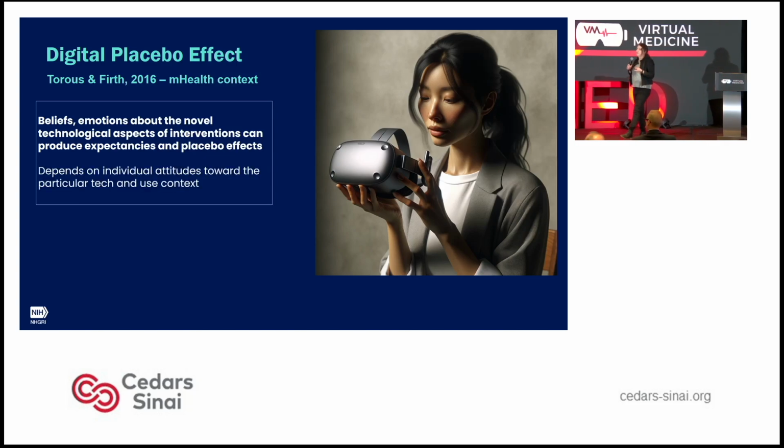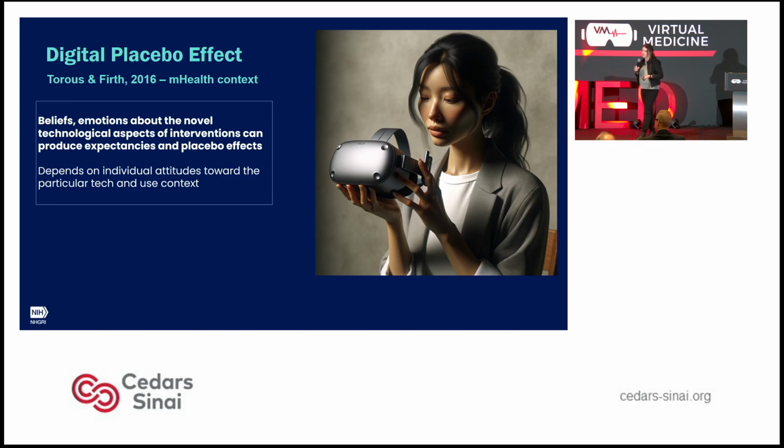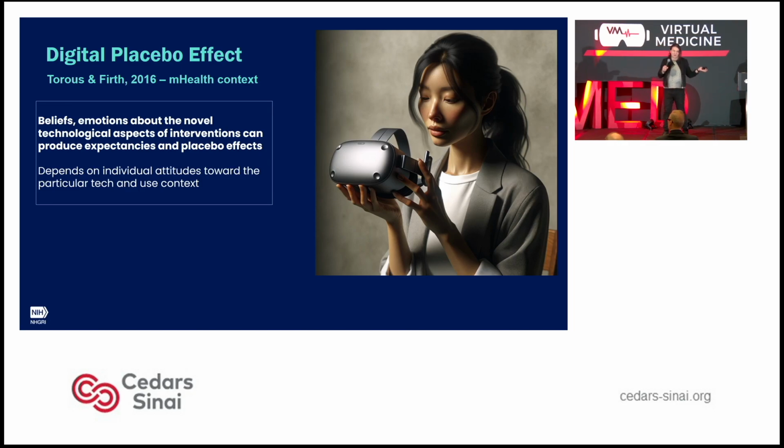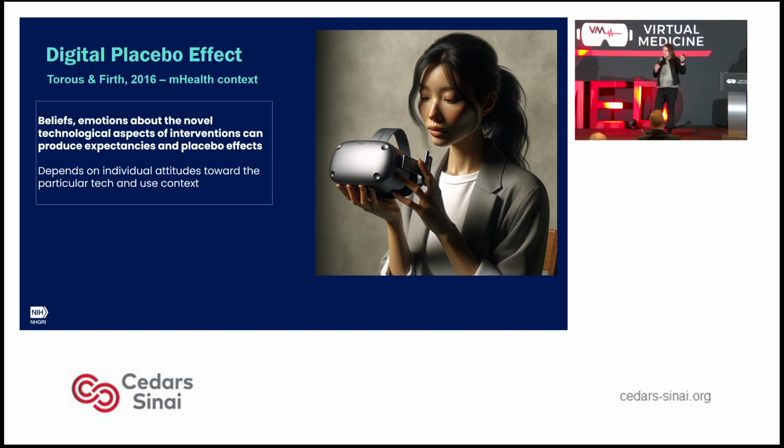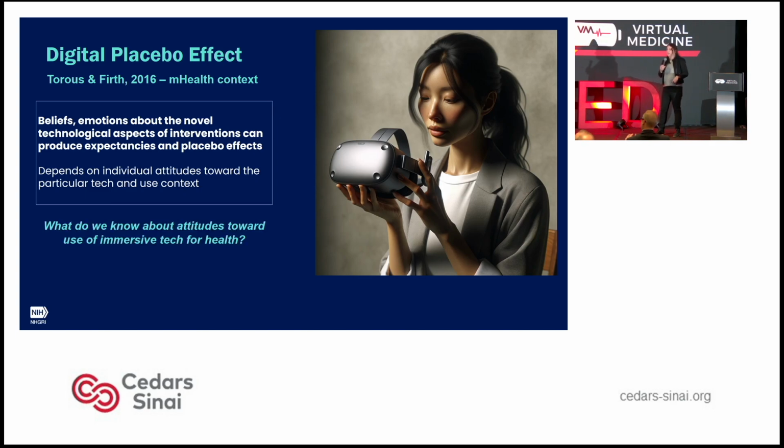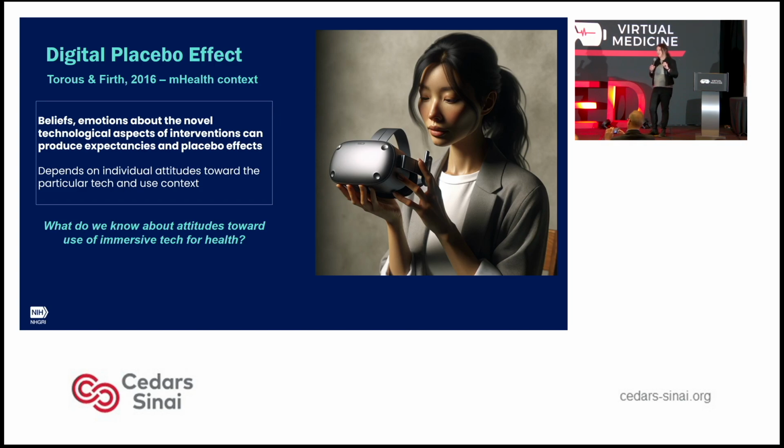Importantly, this really actually depends on people's attitudes about the tech. So if you don't think the tech's going to work, then you're not going to really get this placebo boost necessarily. So next question we need to know is, what do we know about people's attitudes about the use of immersive tech for health? So a month ago, I would have told you basically we don't know anything. There's no data out there.